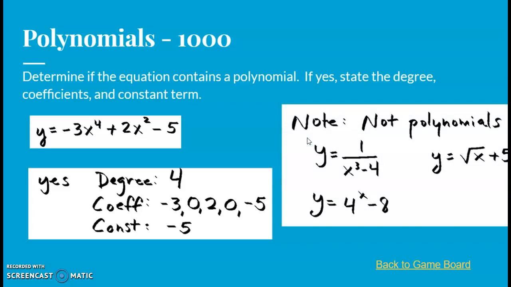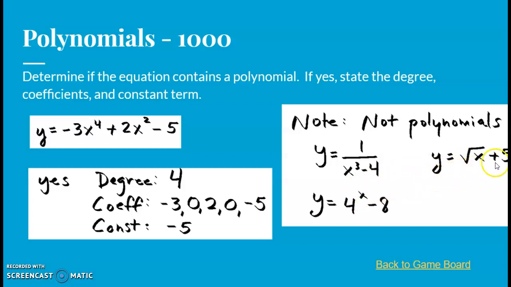Just a little review on what is a polynomial and is not a polynomial. If there's an x in the denominator, that is not a polynomial. If there's an x under a square root, that is not a polynomial. And if x is an exponent, that is not a polynomial.